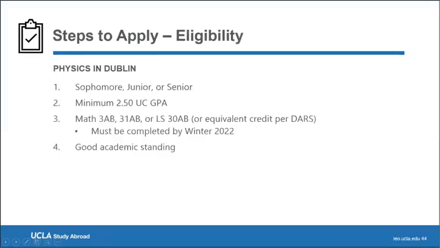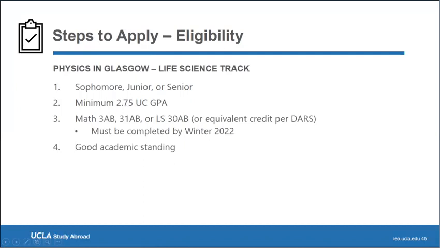First and foremost, we'll go into the eligibility portion. To be eligible to participate in the Physics in Dublin program, you must have sophomore, junior, or senior class standing before departure. You must have a minimum of a 2.5 UC GPA, and you must complete Math 3AB or 31AB or ALICE 30AB by the end of winter 2022. We also accept any equivalents per DARS if you have any AP credit, community college, or other university equivalents. So that's accepted, that's okay. And finally, you must be in good academic standing.